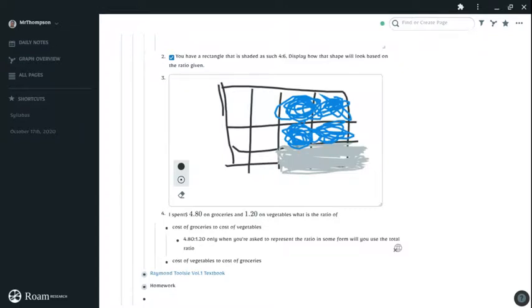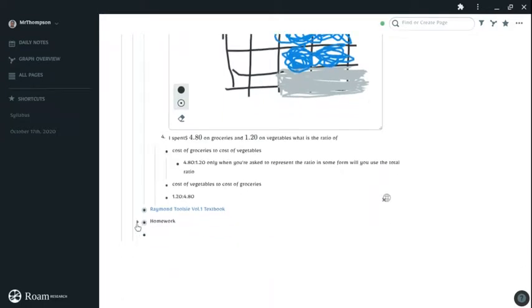Your homework is to simply complete the homework tab. Let's go to the homework tab. Let me finish this. 1.20 to 4.80, correct? Right, there we go. Now let's go into your homework.